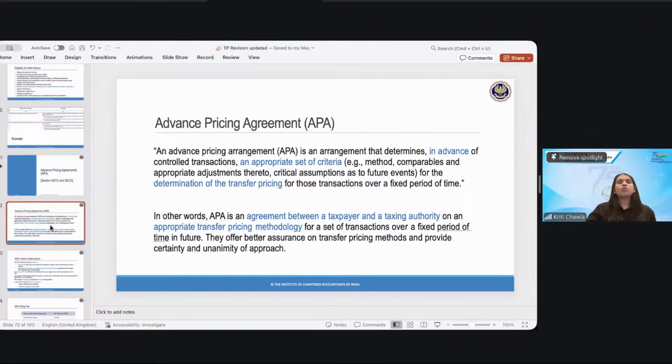So in other words, it's more like an agreement between the taxpayer and the taxing authority, and an appropriate transfer pricing methodology for a set of transactions over a fixed period of time in future. And the best part is that they offer certainty and unanimity of approach. So that's basically an APA.